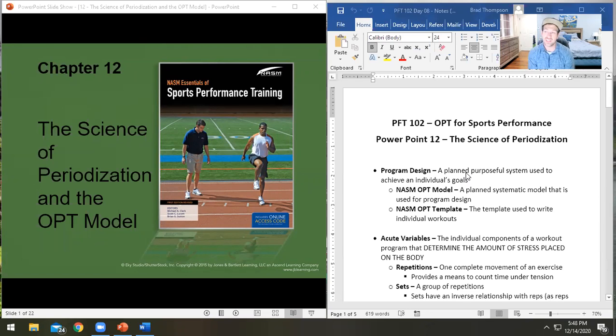All right, so tonight we're looking at PFT 102's 12th chapter, which is the science of periodization. This is going to come under chapter 14 of your regular textbook. It's chapter 12 in the sports manual. It's chapter 14 of your regular.